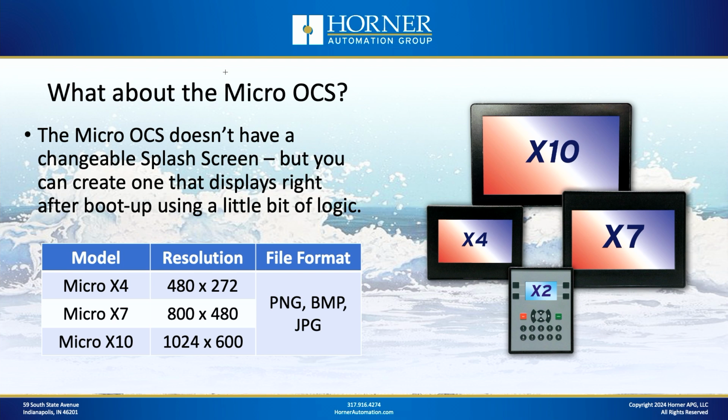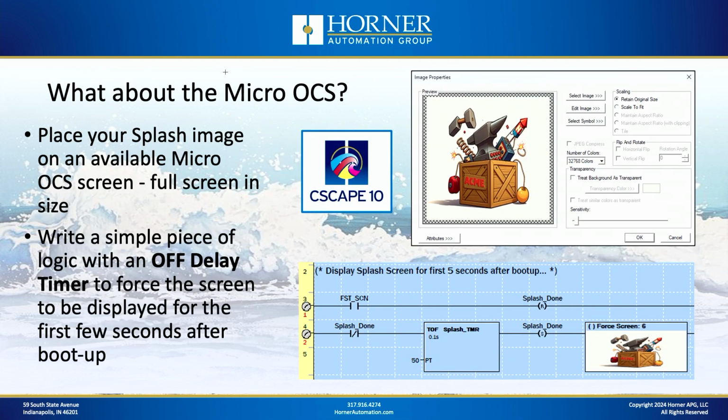Okay, so again, we're going to start with a color graphic, scaled to the proper size. But in the case of the Micro, I like to recommend a PNG format if you're using Cscape 10, which you should be using by now because Cscape 10 is tremendous. So start with that graphic, but this time save it to PNG. Next, you're going to find an empty screen somewhere in your project, and load that graphic as a full screen graphic on that screen, and then write a little bit of logic to make that screen show up for the first 5 seconds or so after boot up. So instead of me talking about it, let me show it to you.